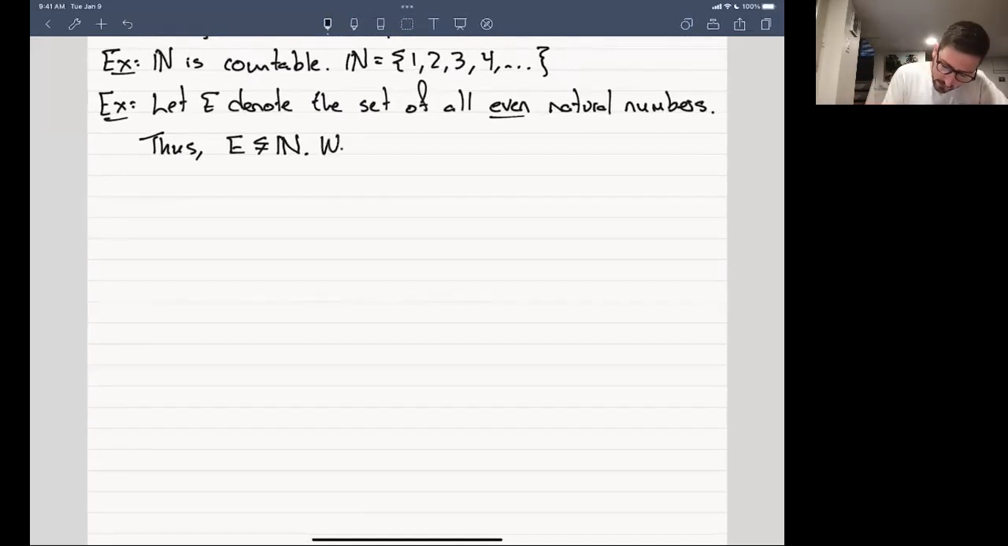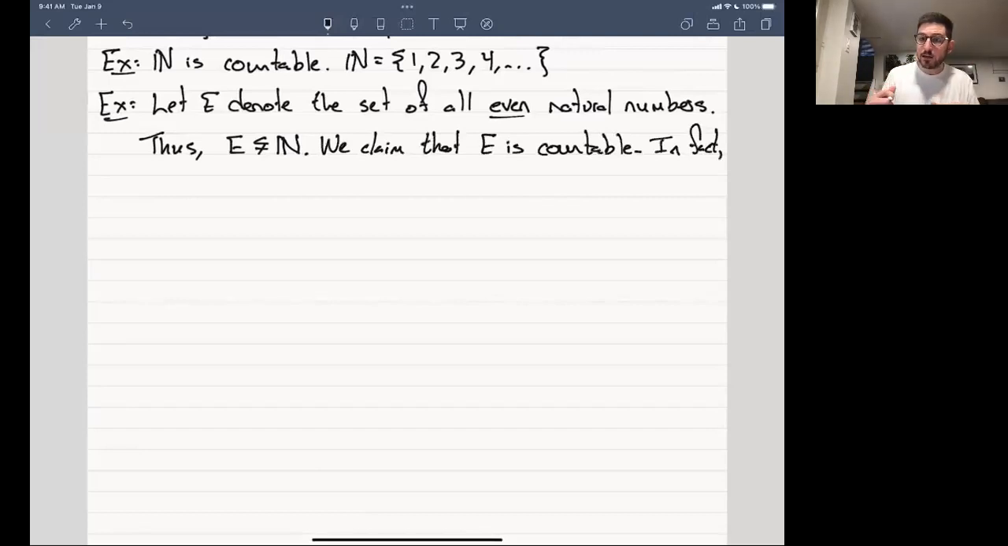Well, I'm going to claim that E is countable. So that means that I have to be able to sort of count the elements of E. I have to be able to list them in terms of natural numbers. I need to assign, this is the first even number, this is the second even number, the third even number, and so on and so forth.